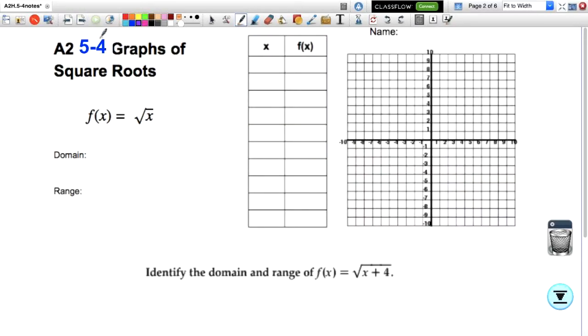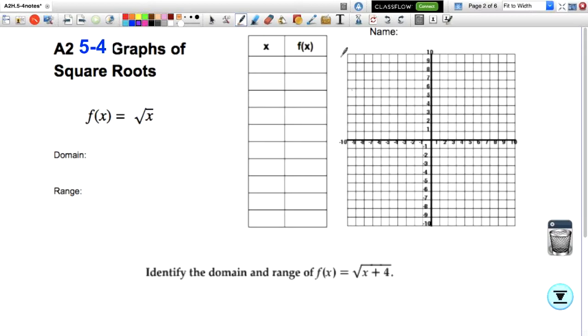So we're going to start off by talking about the parent function of a square root graph. So f of x is like our y equals the square root of x. This is the most simple square root function we can ever have, right? Like the most simple line would be y equals x. The most simple parabola would be y equals x squared. So we can say we have y equals the square root of x is our most simplified one here.